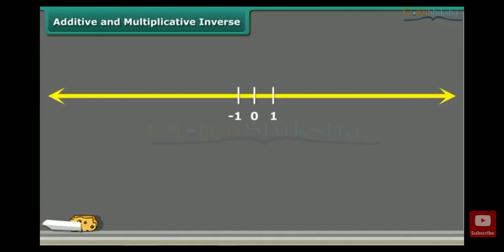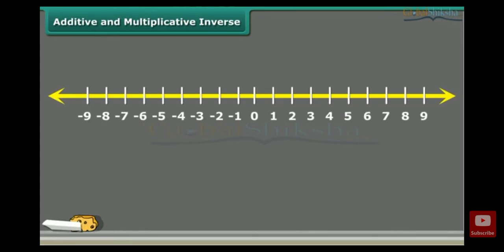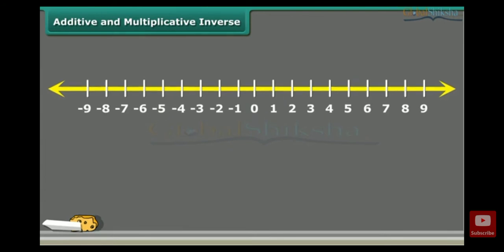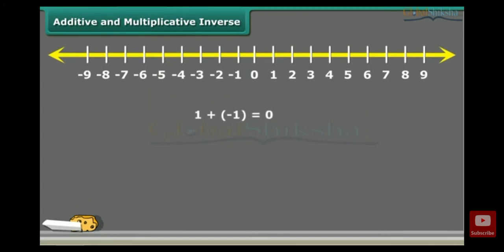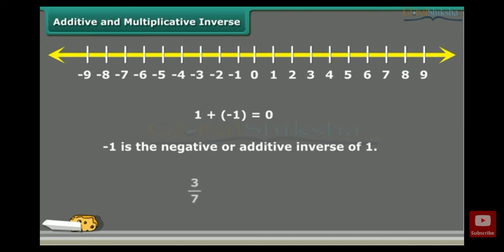You may have come across negative numbers while studying, isn't it? Is minus 1 the negative of 1? Yes, it is because 1 plus minus 1 equals to 0. So we say that minus 1 is the negative or additive inverse of 1. Likewise, for any rational number, say 3 by 7, minus 3 by 7 will be its additive inverse.